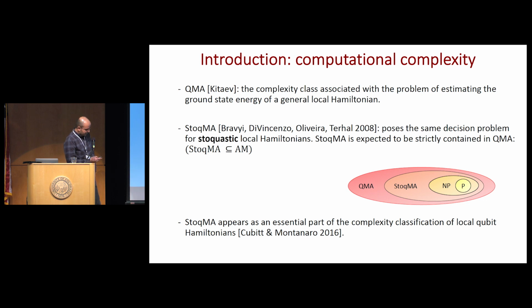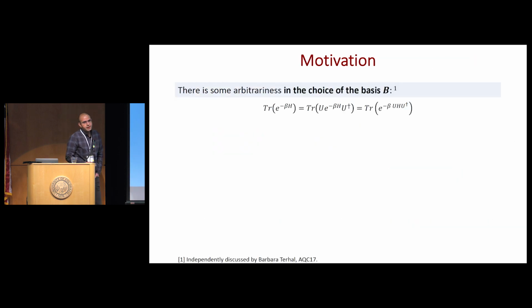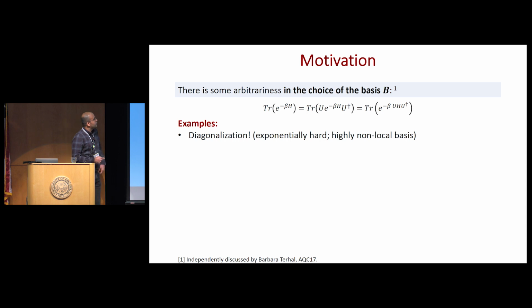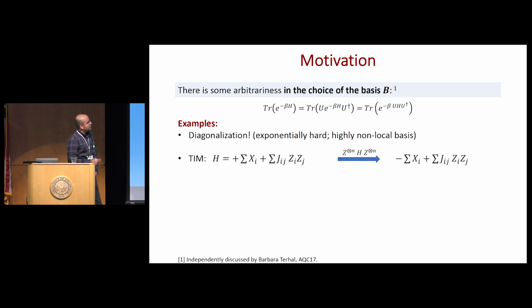Okay. But there's some arbitrariness in the definition. It is basis dependent. And of course, if I rotate a Hamiltonian, eigenvalues don't change, thermal averages don't change. What can I do with this? Let's look at the extreme case. I can always diagonalize any Hamiltonian. And of course, when it's diagonal, there's no off-diagonal element, so it satisfies the definition of a stochastic Hamiltonian. But finding the unitary that does this takes exponential time. Also, this new basis will be highly non-local.